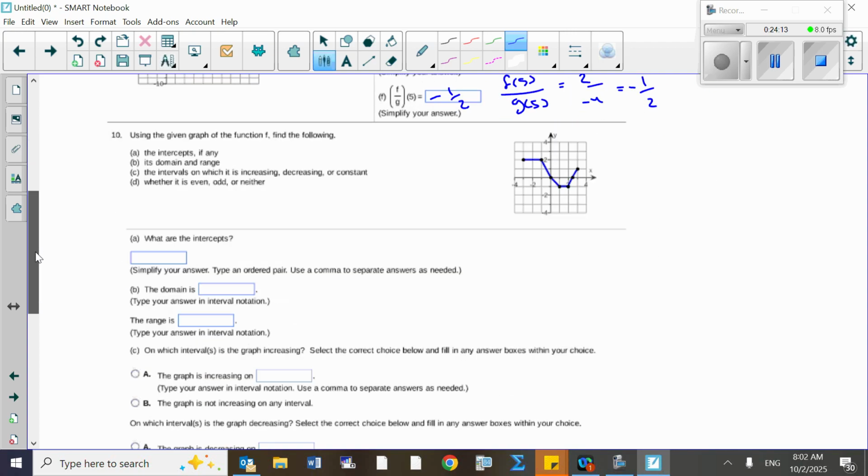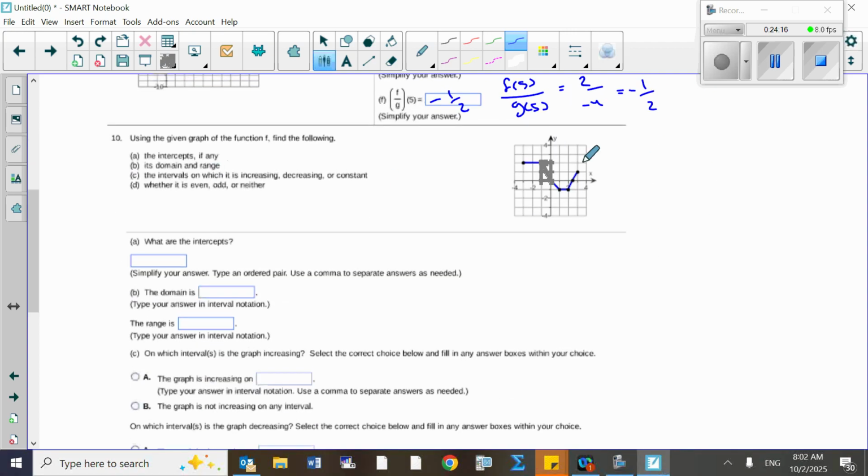Okay, next question. We want to find the intercepts of this function. What are the intercepts, where the graph is crossing the x or y axis? So one of them is this one. At this point, it's crossing both x and y, so it's going to be 0 and 0. The other one is this point, which is, I guess, somewhere like maybe 2.5. So I'm going to write 2.5 and 0.